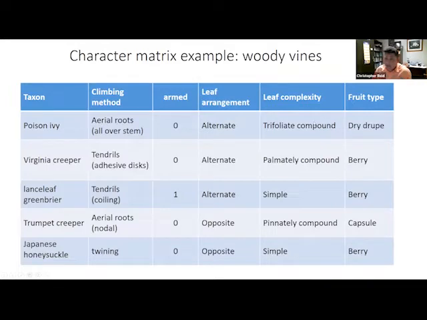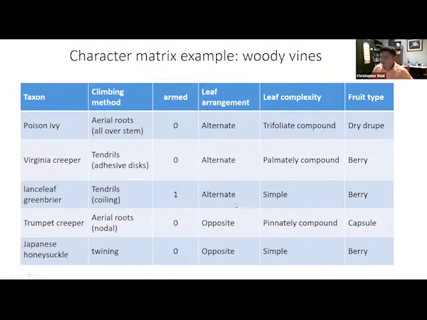Leaf complexity, whether or not the blade is split or dissected into more than one continuous unit. So simple versus various flavors of compound. And then the fruit type, which of course is evidence that's only available depending on season and opportunity. So we have everything from dry drupes in poison ivy, coupled with berries, trumpet creeper, and everything else in the family that includes catalpa and all that have capsules.